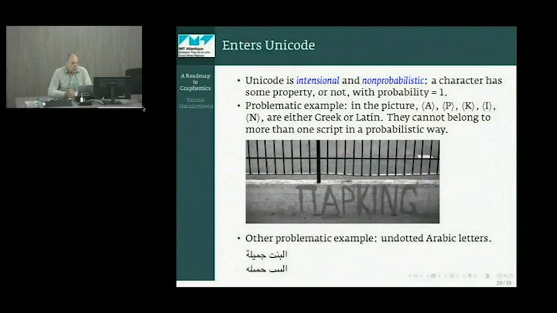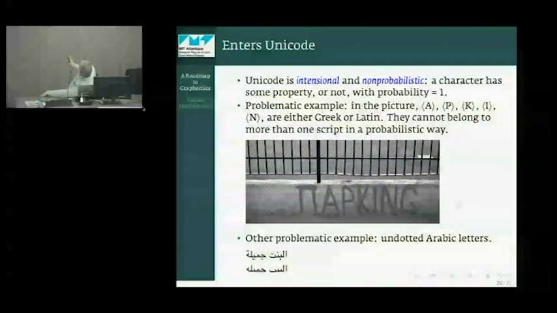The other weakness of Unicode, in my sense, is that it's non-probabilistic. A character has a property or not. And in the real world, this is not always what happens. So this is a picture I took in Greece, it's the word parking. And the poor guy who wrote it, who painted it on the wall, started writing in Greek, but when he arrived here somewhere, he forgot that he started in Greek and he finished in Latin script.